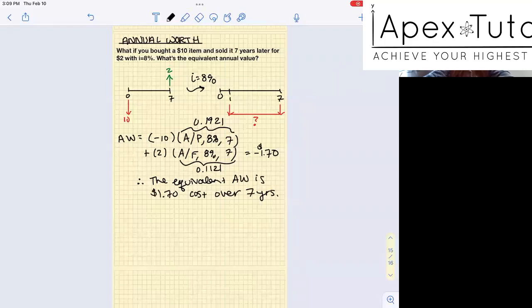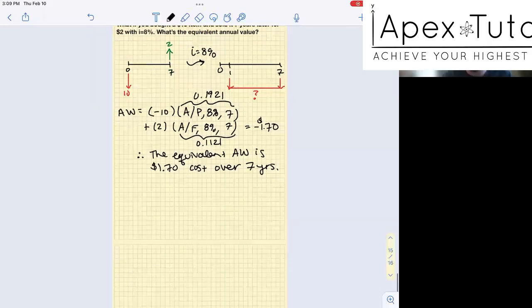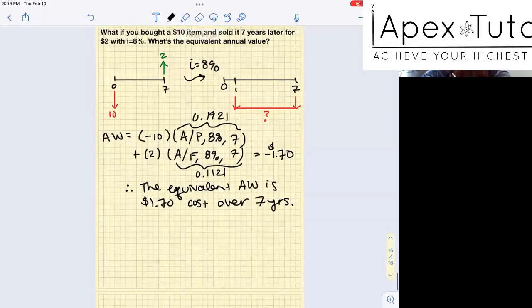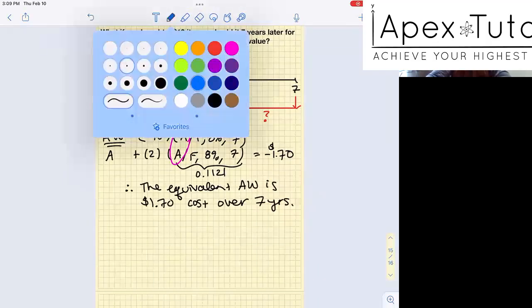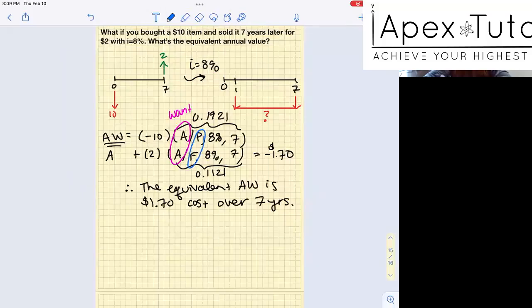Question about that? Yes, can you please go over what the annual worth equals? You wrote 2 lines, -10. What we have and what we want. What we want is the P. We actually, for annual worth, we want to change everything to an A. So this first row right here is what we want. And those ones were what we had.